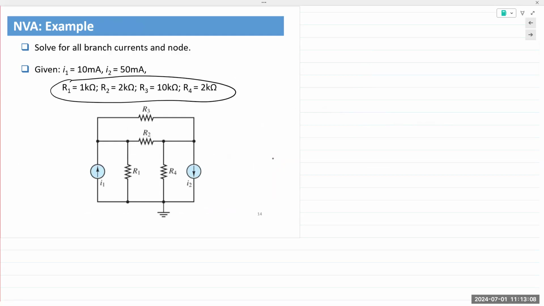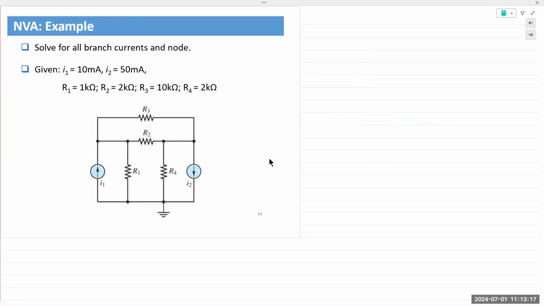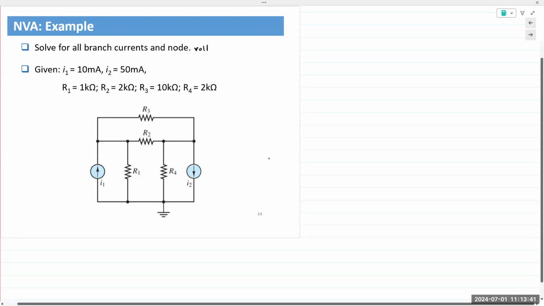Now, when you're working as an engineer, or as an engineering student, you're presented with a system. That system would have illustrations, some figures, and some words. In this case, we have what is known as a circuit diagram. So the circuit diagram is given to us, notations are given to us, and then the components' values are given to us. And the question asks us to solve for all branch currents and node voltages.